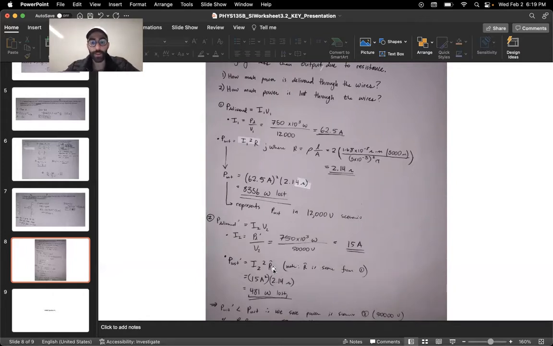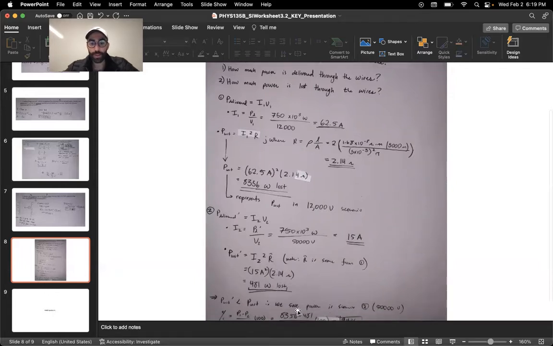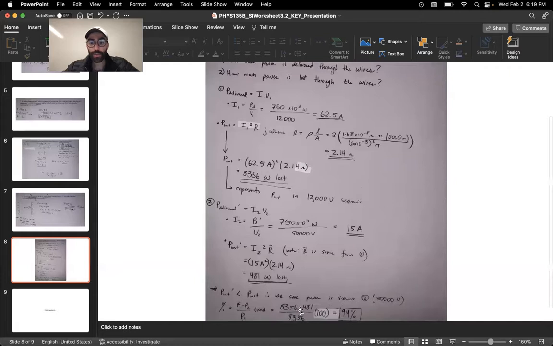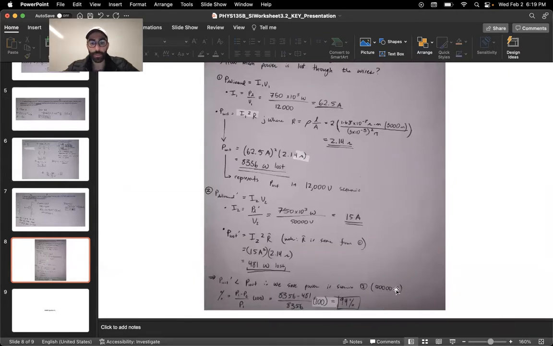No, it's the same wires. So we're actually going to use the same resistance from up here. So keep that in mind. The only difference now, of course, is we're going to be using this current, 15 squared times 2.14, and we have this percent lost. Here, we know that we save power in scenario 2. I told you to expect that when the voltage goes up.